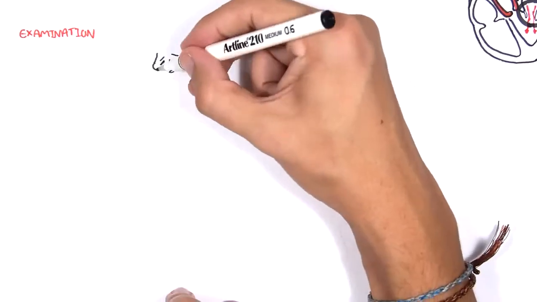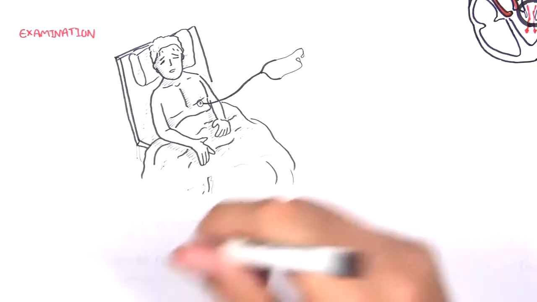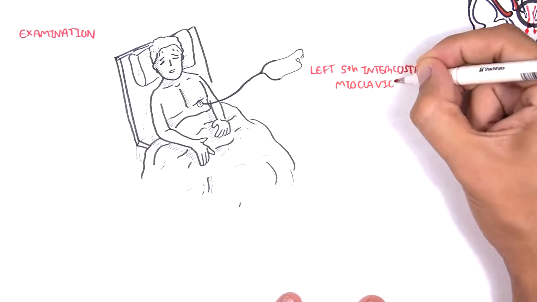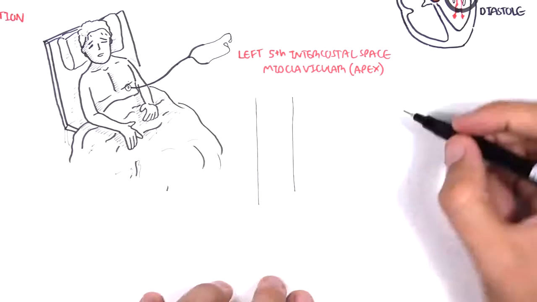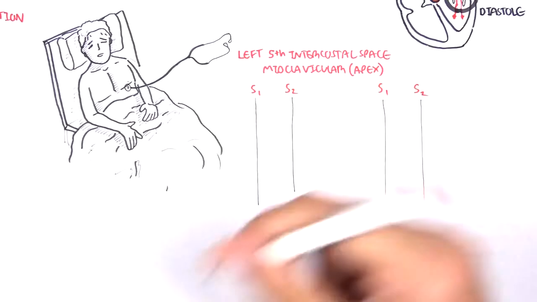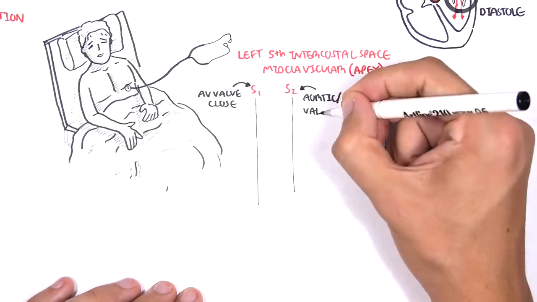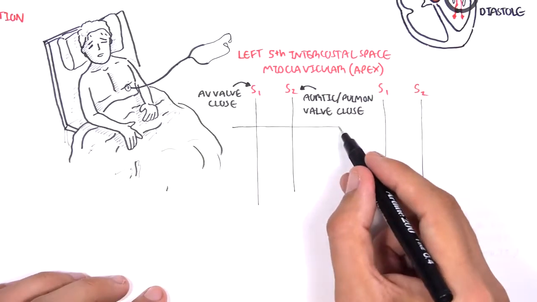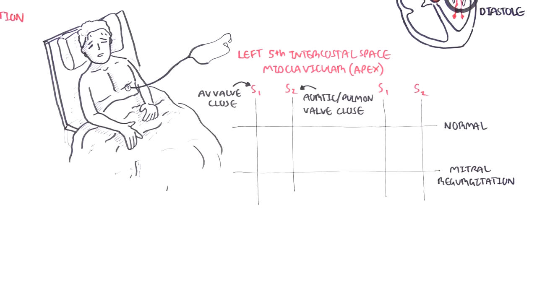On cardiovascular examination of patients with mitral regurgitation, we listen at the left fifth intercostal space mid-clavicular. This area is also known as the apex, where the apex of the heart is located. We normally can hear 2 heart sounds, S1 and S2. S1 correlates with your atrioventricular valves closing, which are your tricuspid and your mitral valves. And S2 is when your aortic and pulmonary valves close. We have a first heart sound, S1, and a second heart sound, S2.